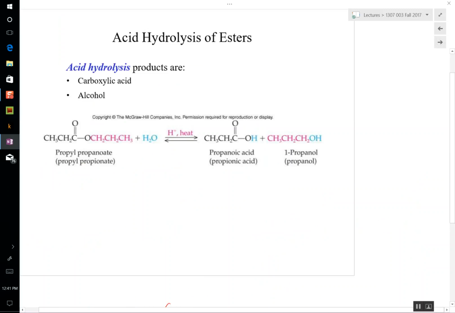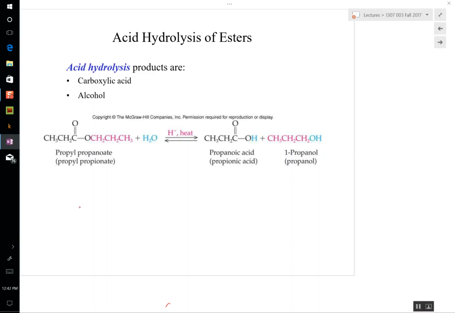The next slide has a pretty simple one here. Why is this simple? Well, both the carboxylic part of this ester and the alcohol part of this ester are 3-carbon compounds. So propanoate becomes propanoic acid and 1-propanol. This can't become isopropyl alcohol. You've got it attached here.